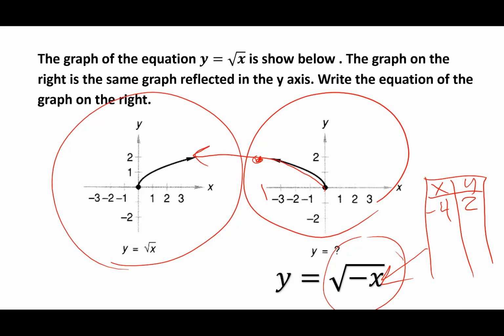Okay, so flipping a graph across the y-axis just means change x to negative x everywhere you see it in the equation.